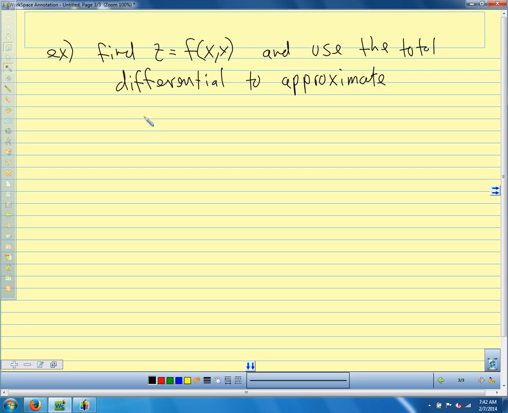So here's our quantity. 2.03 squared, 1 plus 8.9 to the third, minus 2 squared times 1 plus 9 to the third.